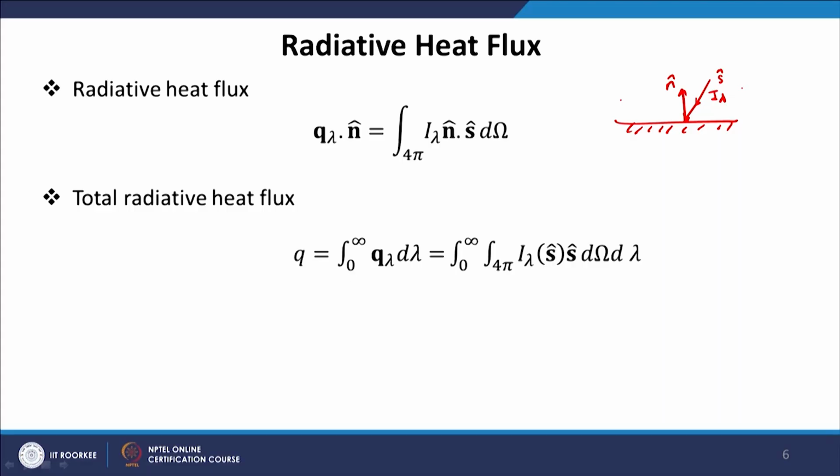So, we define heat flux as basically intensity dotted with the normal vector. We have a surface on which we want to find the heat flux. This is the intensity I lambda coming from a certain direction S cap, and this is the normal vector n cap. So, heat flux is basically the normal component of the intensity. We take a dot product, n dot S basically appears, and we have to integrate because intensity may come from all directions, so we integrate over all the solid angles.